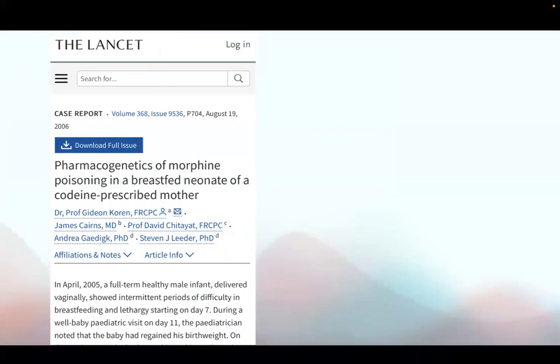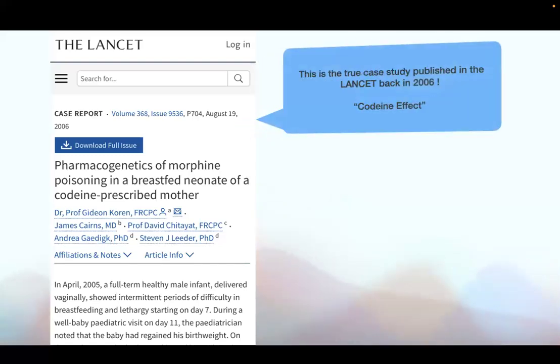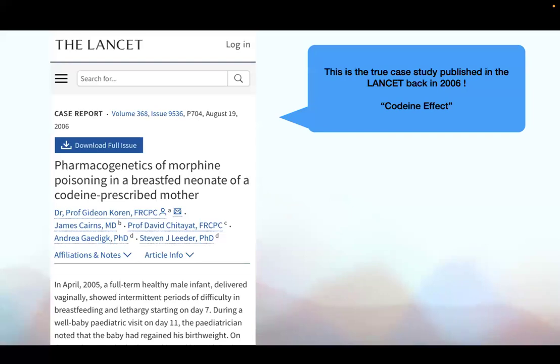Now, this is not a story. This is a published case report. You can see here: pharmacogenetics of morphine poisoning in a breastfed neonate of a codeine-prescribed mother. This was published in the Lancet in 2006. This is a true case study published in the Lancet back in 2006 under the title Codeine Effect. Now, this is the seriousness of pharmacogenomics.